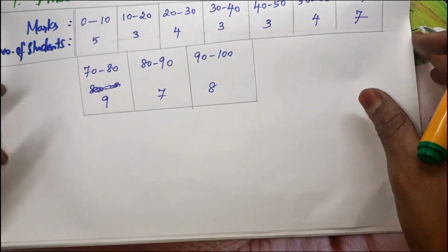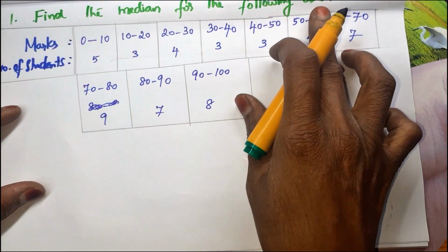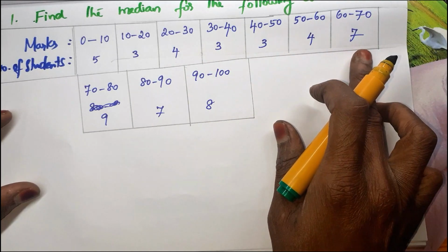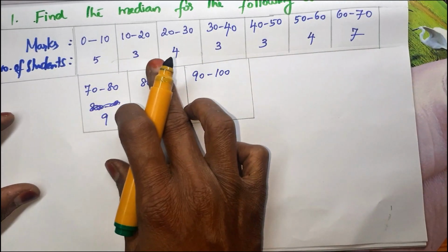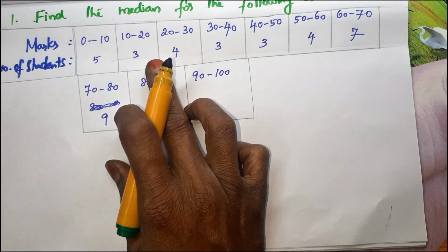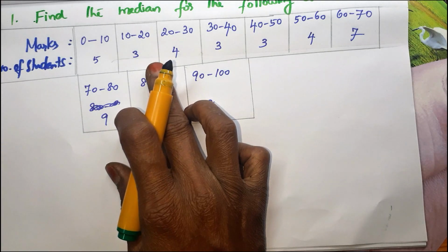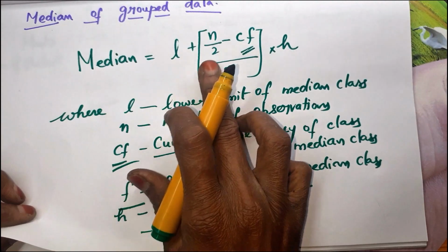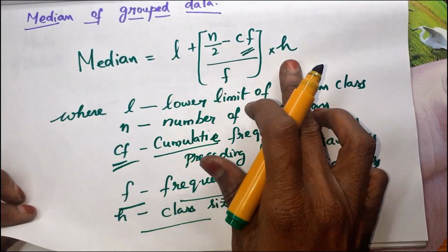Come to the problem. We are going to find the median for the following data. The marks are given and the corresponding number of students, that is frequencies, are given. This is a grouped data. For the grouped data, the formula for finding the median is L plus (n by 2 minus CF) by F into H.